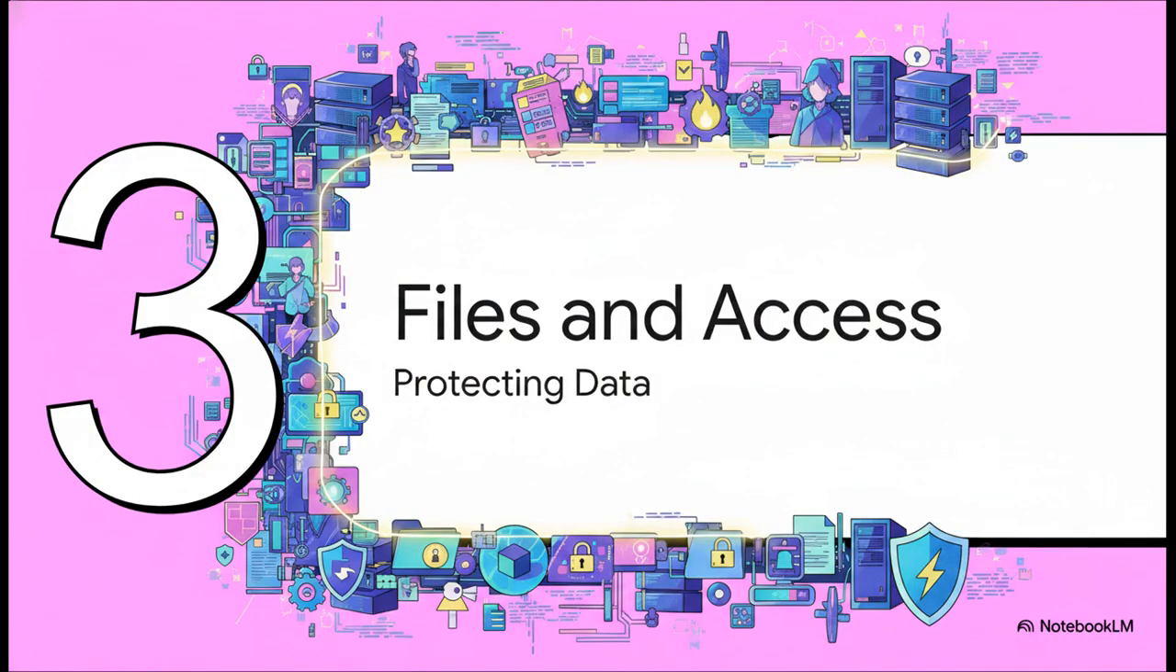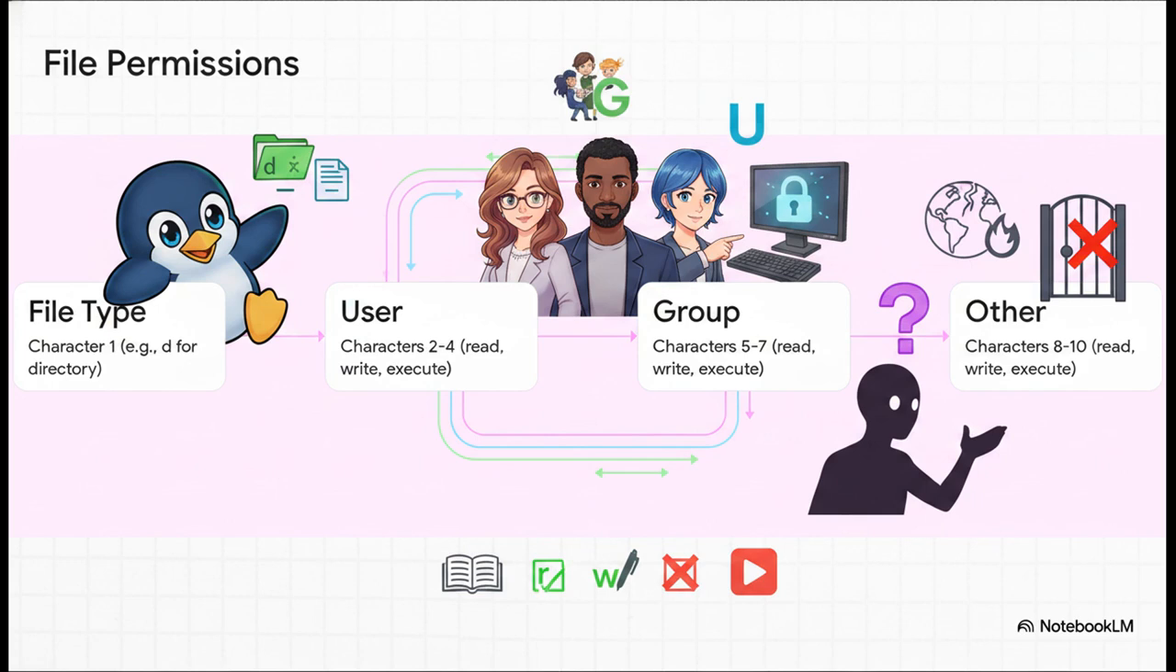All right, Section 3, Managing Files and Access. I know, this 10-character string looks super intimidating at first glance, but it is actually a brilliant 4-step code. It tells us the file type and the exact read, write, and execute permissions for every single person on the system. When you look at file details, the very first character tells you if it's a directory, indicated by a d, or just a regular file, indicated by a hyphen.